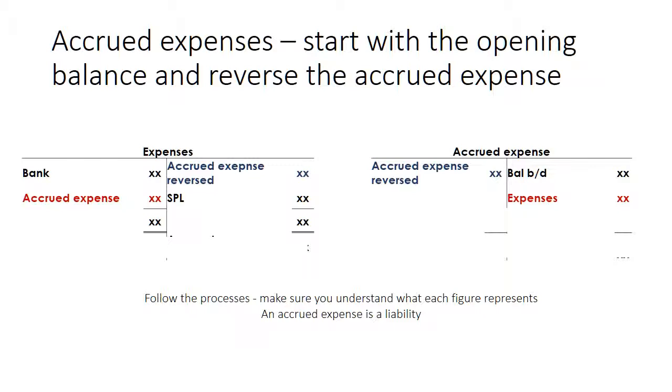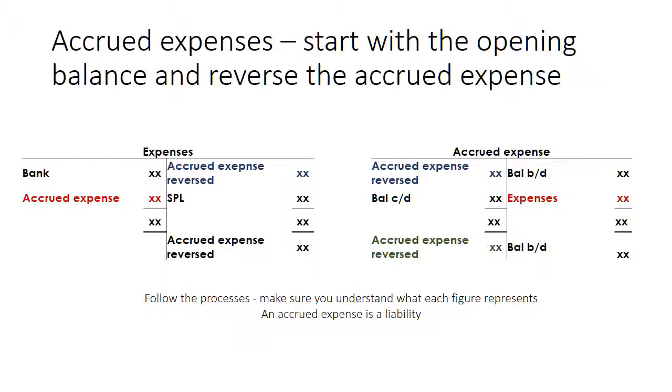Let's balance off our accrued expenses account. And the balancing figure is carried down to the credit side of the accrued expenses account. It represents a current liability at the end of the year. It's a figure that we owe at the end of the year. It's a payable. Finally, then we can reverse this accrued expense when we move into the new year. So we'll debit accrued expense and credit expenses.